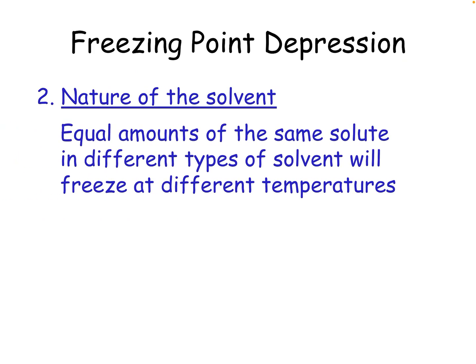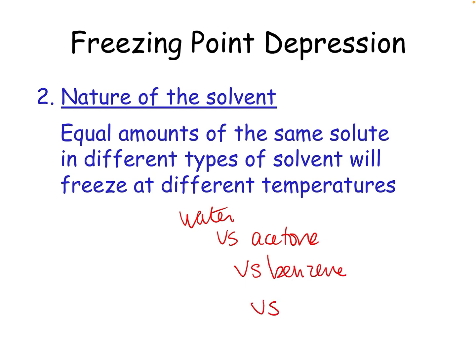So equal amounts of the same solute in different types of solvent will freeze at different temperatures. So again, if we're discussing water as a solvent versus acetone as a solvent versus benzene as a solvent versus alcohol as a solvent versus acetic acid. So it depends on what you're dissolving into. So you can have different solvents. That definitely plays a role.